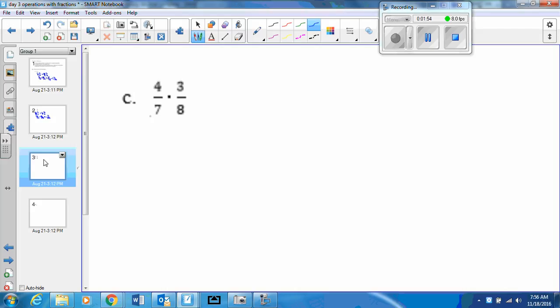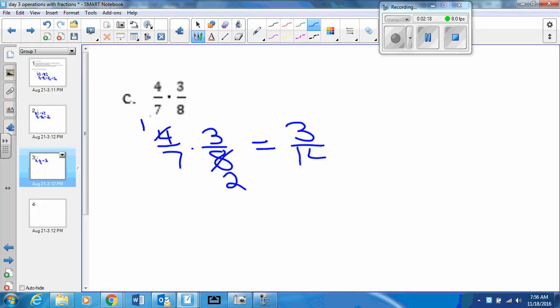For multiplying, 4/7 times 3/8. Before I can multiply, I can cross-cancel to make it easier, getting rid of common factors. So the 4 and the 8 can each be divided by 4. So when I divide the 4 out, the 4 becomes a 1, the 8 becomes a 2. Nothing else cross-cancels, so now I multiply straight across. 1 times 3 is 3, 7 times 2 is 14.